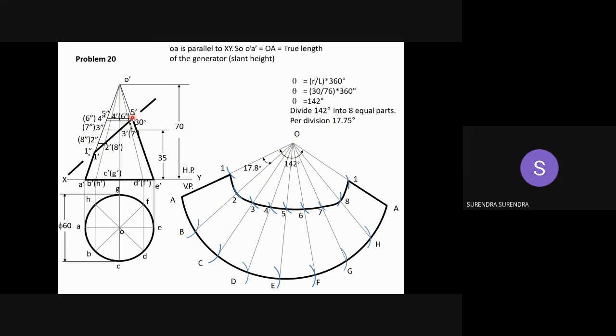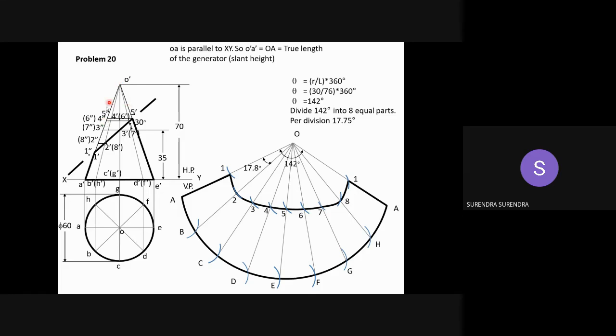No need of 5. Why? Because again 5 is also on the true slant length. Actually it is shown here, but no need of projecting 5. The remaining points 2, 8, 3, 7 and 4, 6: project them onto the outermost generator OA and mark these points as 2 double dash, 8 double dash, 3 double dash, 7 double dash, 4 double dash and 6 double dash.